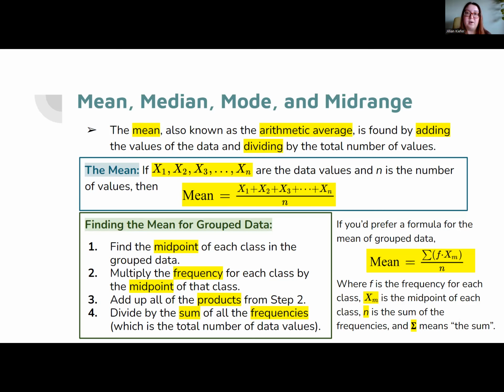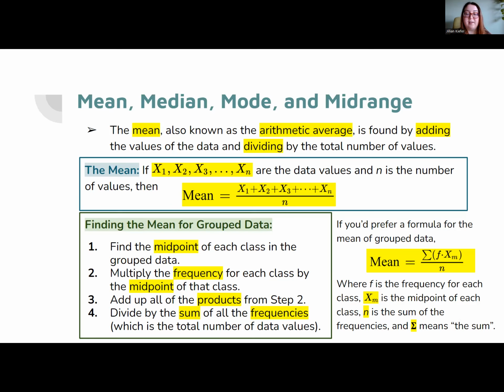A lot of the time, though, and what we've seen in our last sections, is that there are many different ways to group your data. So finding the mean for grouped data is going to be a little bit different. Step one, we can find the midpoint of each class in the grouped data. So for every class that you have that is a range, like 1 to 5, you're going to find the midpoint of that class.